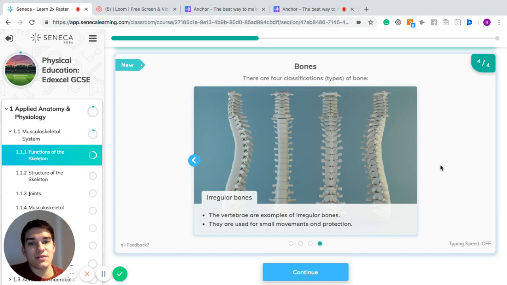And the last classification of bone is what we call irregular bones, and the vertebrae are examples of irregular bones. And remember, the vertebrae are the different bones that make up your back, your spine. They're used for small movements and also for protection in the back, particularly of the spinal column.